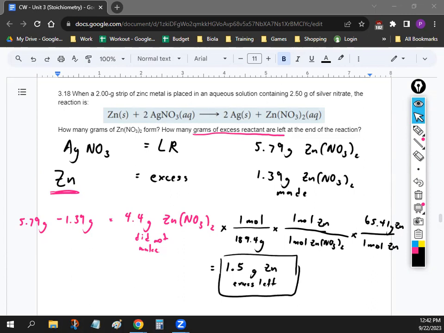All right. Any questions on any part of those calculations? I know you guys are still copying it down, but if you have questions, please let me know.